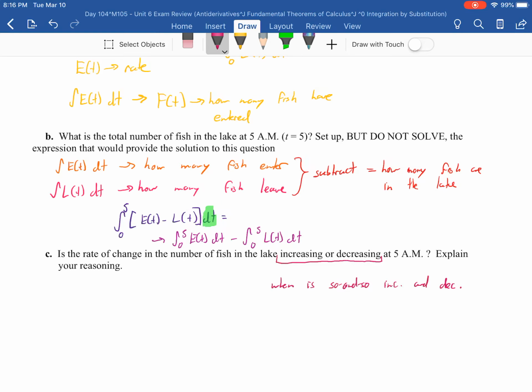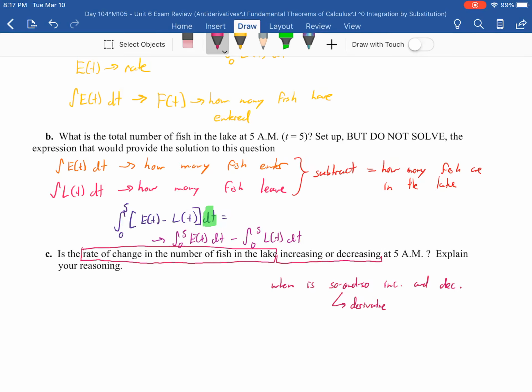We need to find this so-and-so's derivative. So we have to find the derivative of whatever we're trying to figure out is increasing or decreasing. Well, let's see. What is this asking us to find is increasing or decreasing? It's asking us to find if the rate of change in the number of fish in the lake is increasing or decreasing. All right. So first, let's actually identify that. What is the rate of change in the number of fish in the lake?